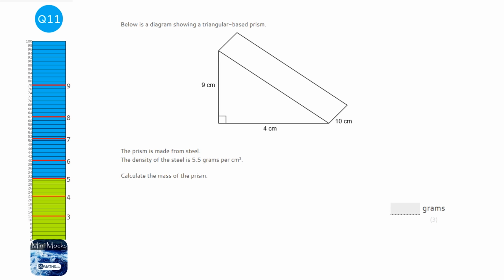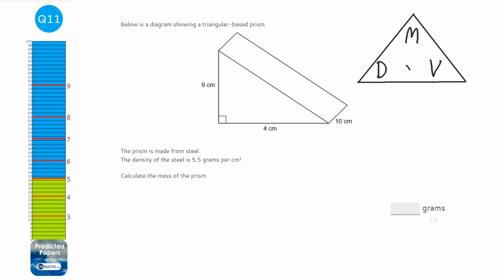The triangle we need to remember for this question is density equals mass over volume. Now you could have kind of worked it out with the question because it says grams, which is mass, per centimeters cubed, which is volume. So per means over, so it would be mass over volume. So we need to work out the mass. Well, at the moment we have the density, so we've got that, but we haven't got the volume. So the first thing I need to do is work out the volume of the prism.